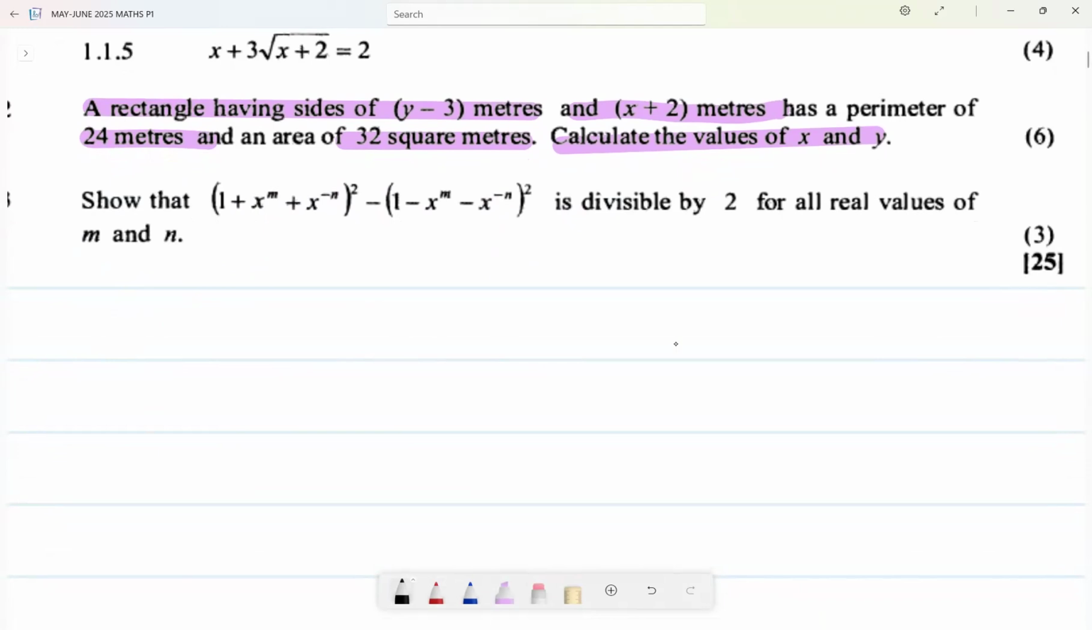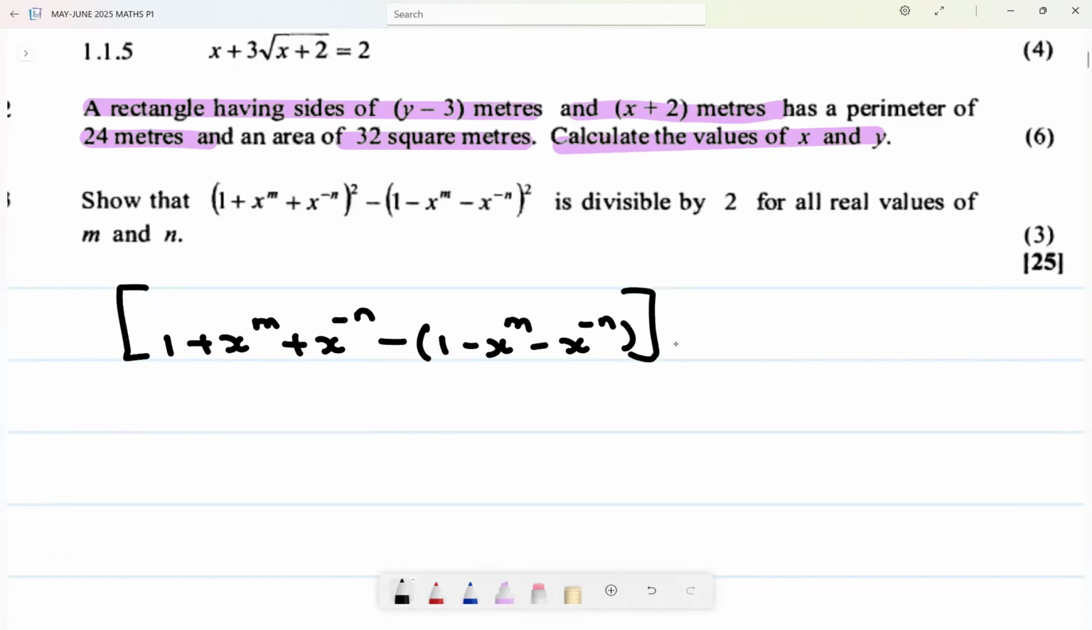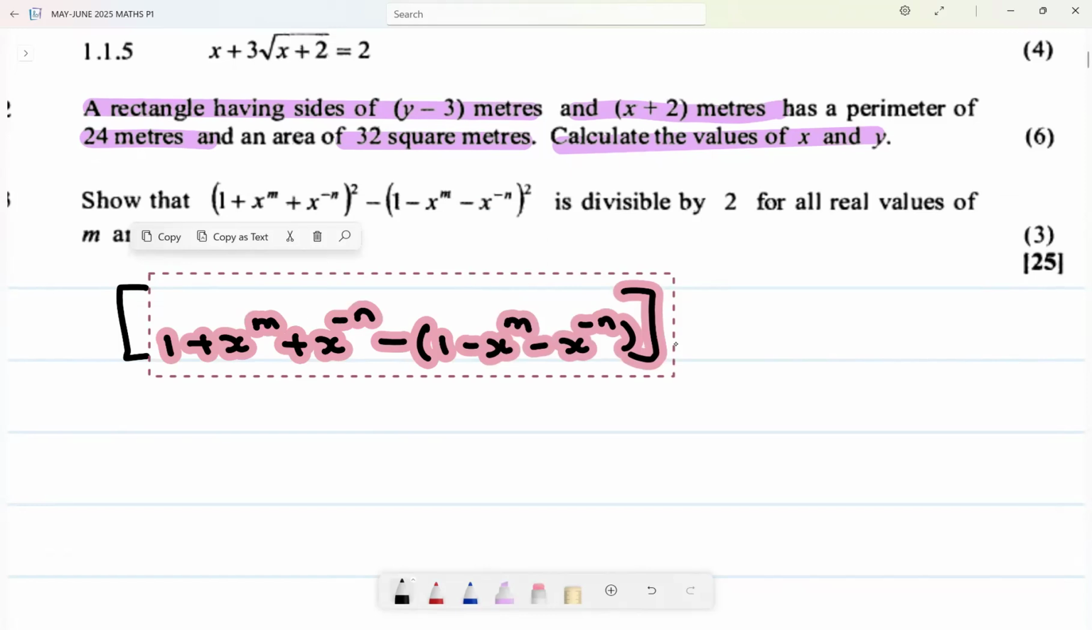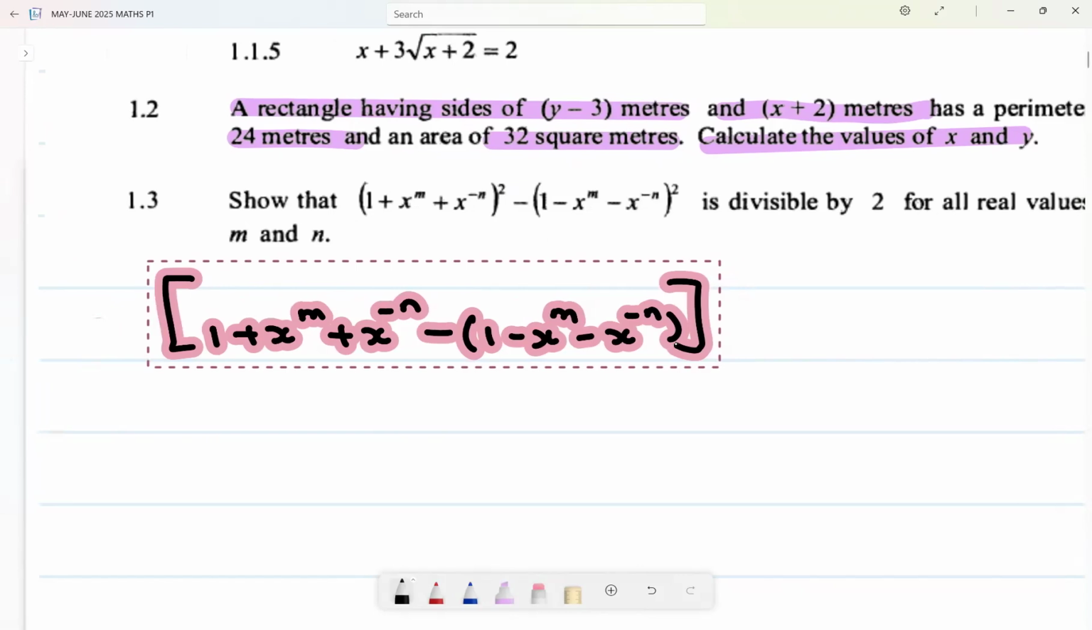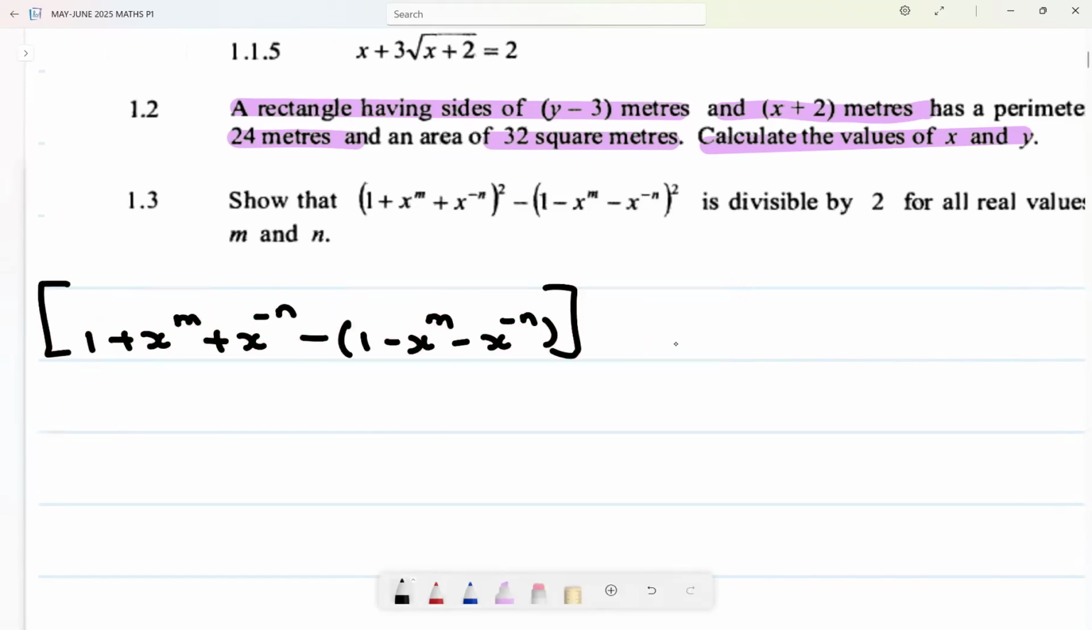The first bracket is going to be this one: 1 plus x to the power of m plus x to the power of negative n, minus, allow me to use this one, minus what? This one here again. So minus this one is going to be 1 minus x to the power of m minus x to the power of negative n. The reason I'm using the bracket is so that I distribute my signs very beautifully. Let us move it towards the side like this.